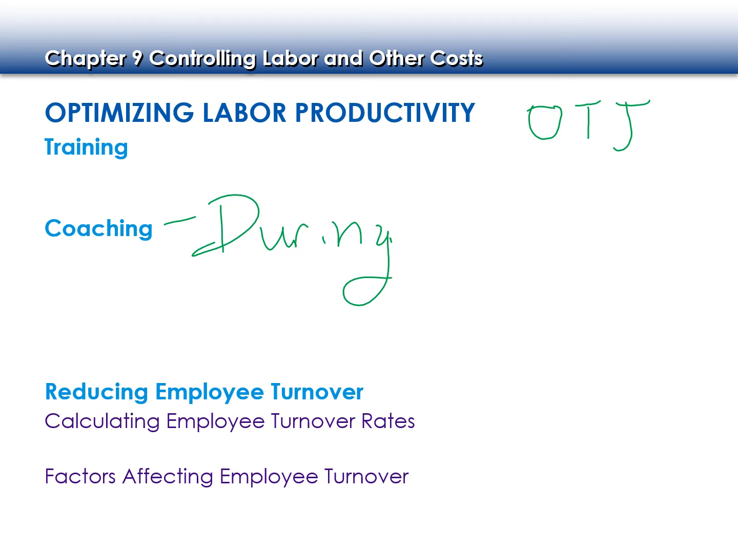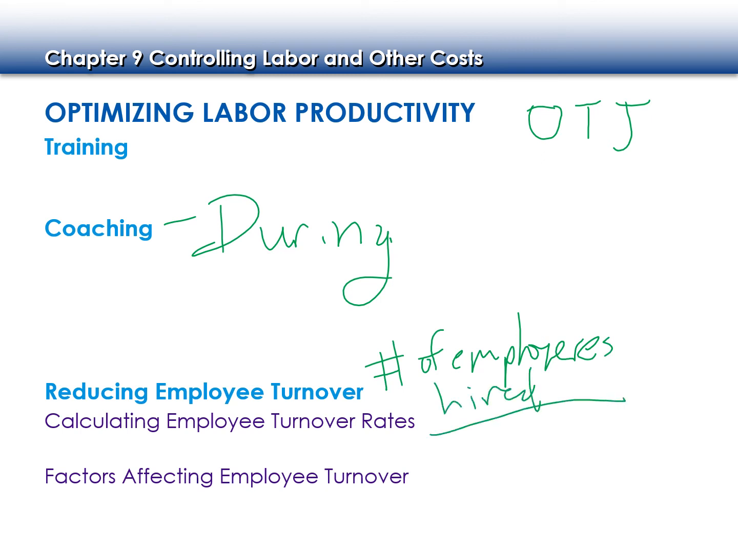And the very last thing I want to talk about is our employee turnover rate. Okay, so for our employee turnover rate, we want to take the number of employees we hired for the year, for the period. Let's just use the year. And we're going to divide that by the number of employees needed. Okay, so let's just use a couple of examples.